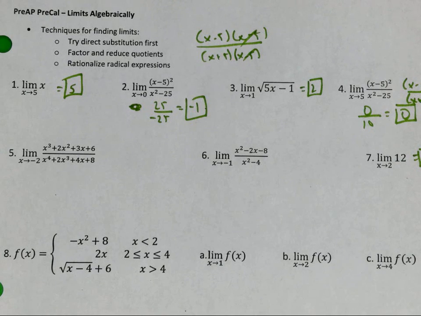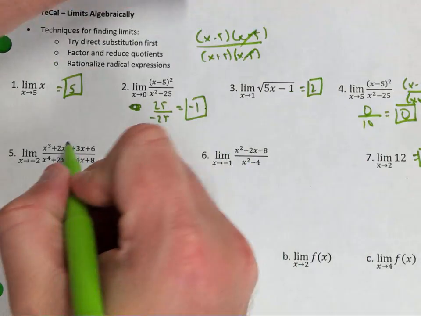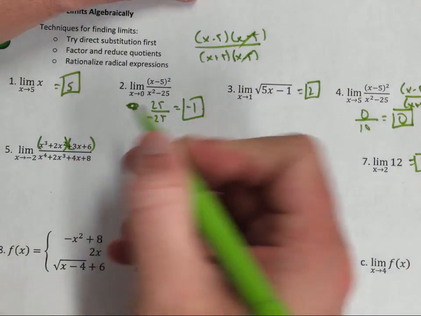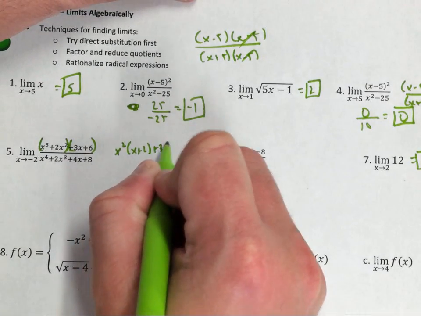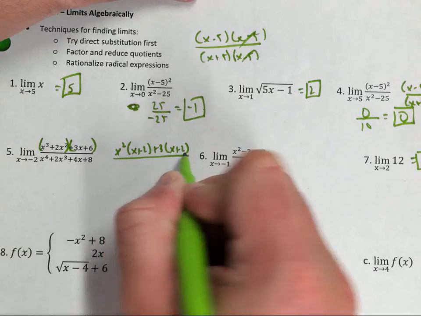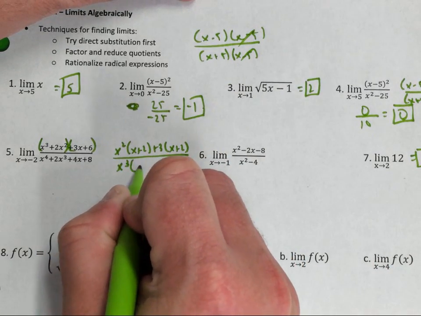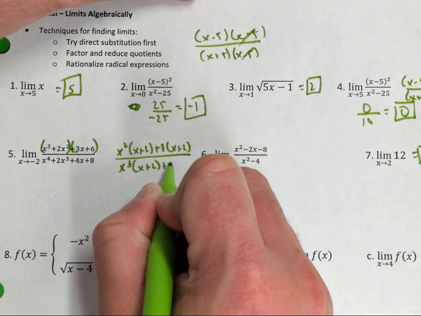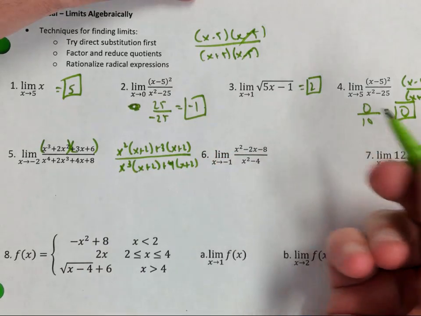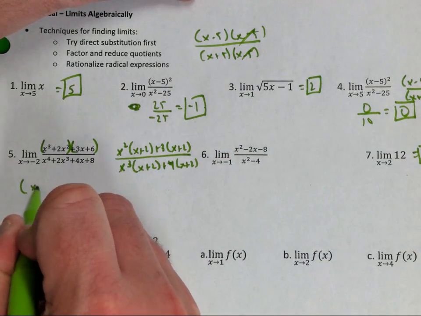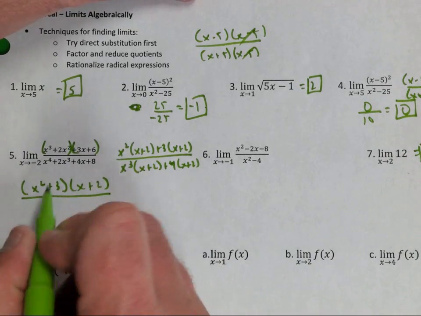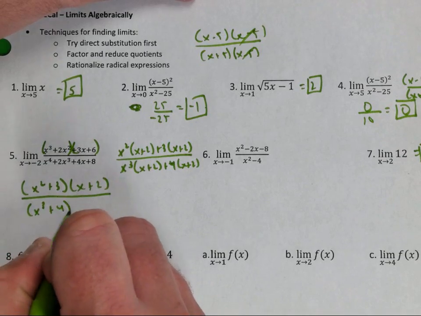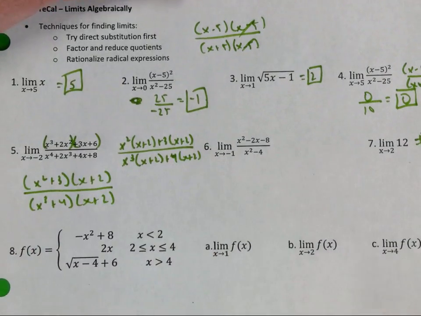So what would you do? Rationalize or factor? Factor. Try to factor. So I'm going to group on top. Take x squared out. That leaves me x plus 2. Take a 3 out. That leaves me x plus 2. Bottom, I'm going to take an x cubed out. That leaves me x plus 2. Now I'm going to take a 4 out. That leaves x plus 2. So I have x squared plus 3 times x plus 2 all over x cubed plus 4 times x plus 2.